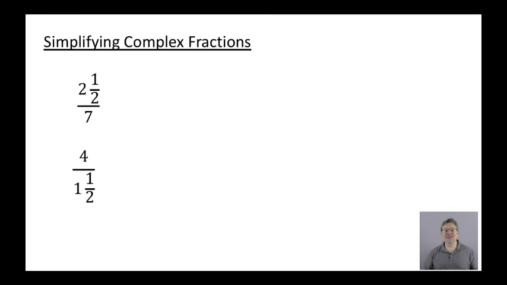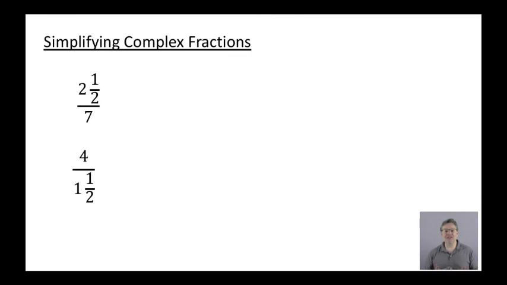Now lastly, here's something I want to show you. I'm showing you fractions within a fraction, rather. On the top, we've got a fraction that has a 7 in the denominator, and in the numerator it's got a mixed number, 2.5. Once again, fractions inside of a fraction. And on the bottom, I'm showing you a fraction that's got a 4 in the numerator, and what does it have in the denominator? 1.5.